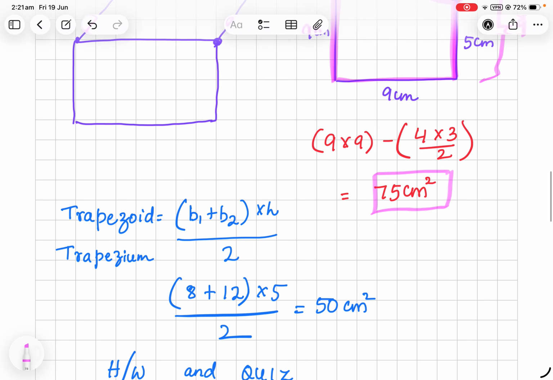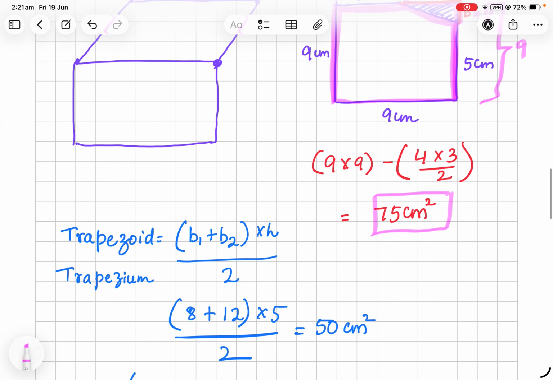Now moving on, let's say you have a trapezium. A trapezium looks like this. You have two parallel sides, and then the perpendicular line that always has to be your height. And then this is 8 and this is 12. How would you set it up?